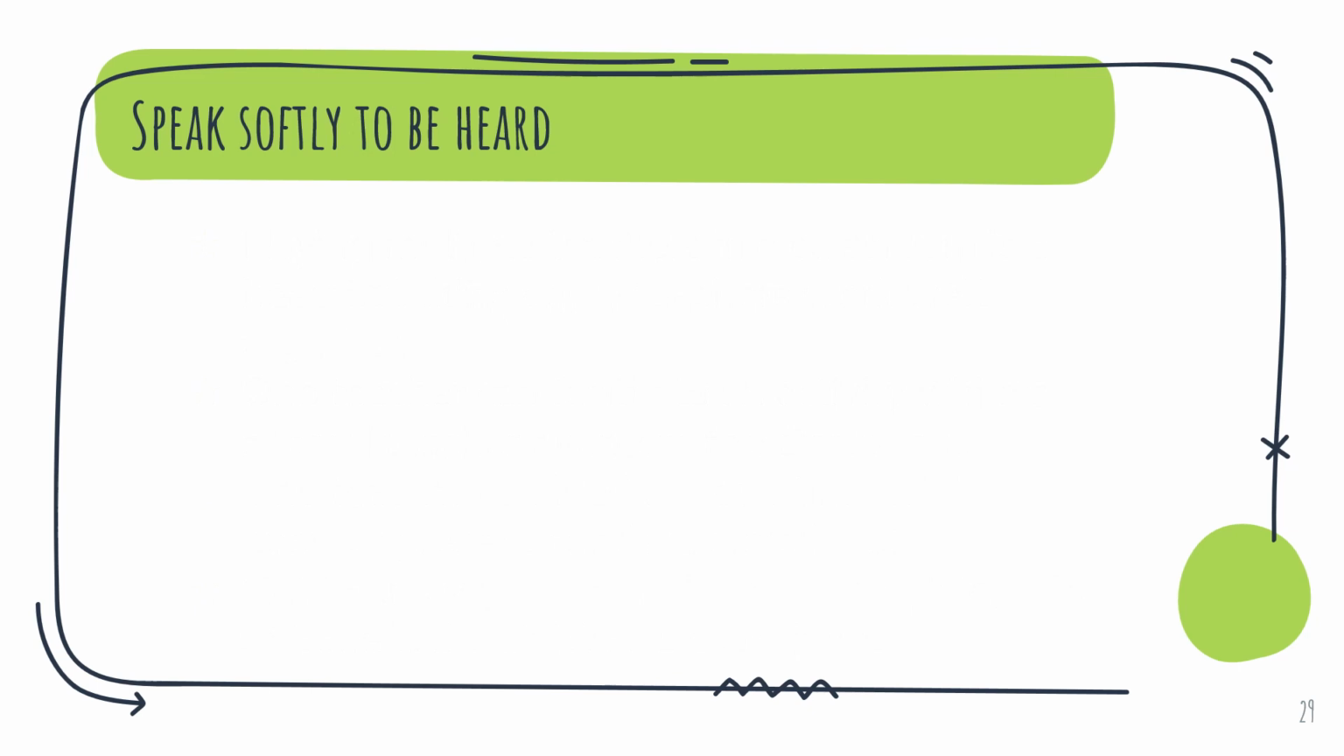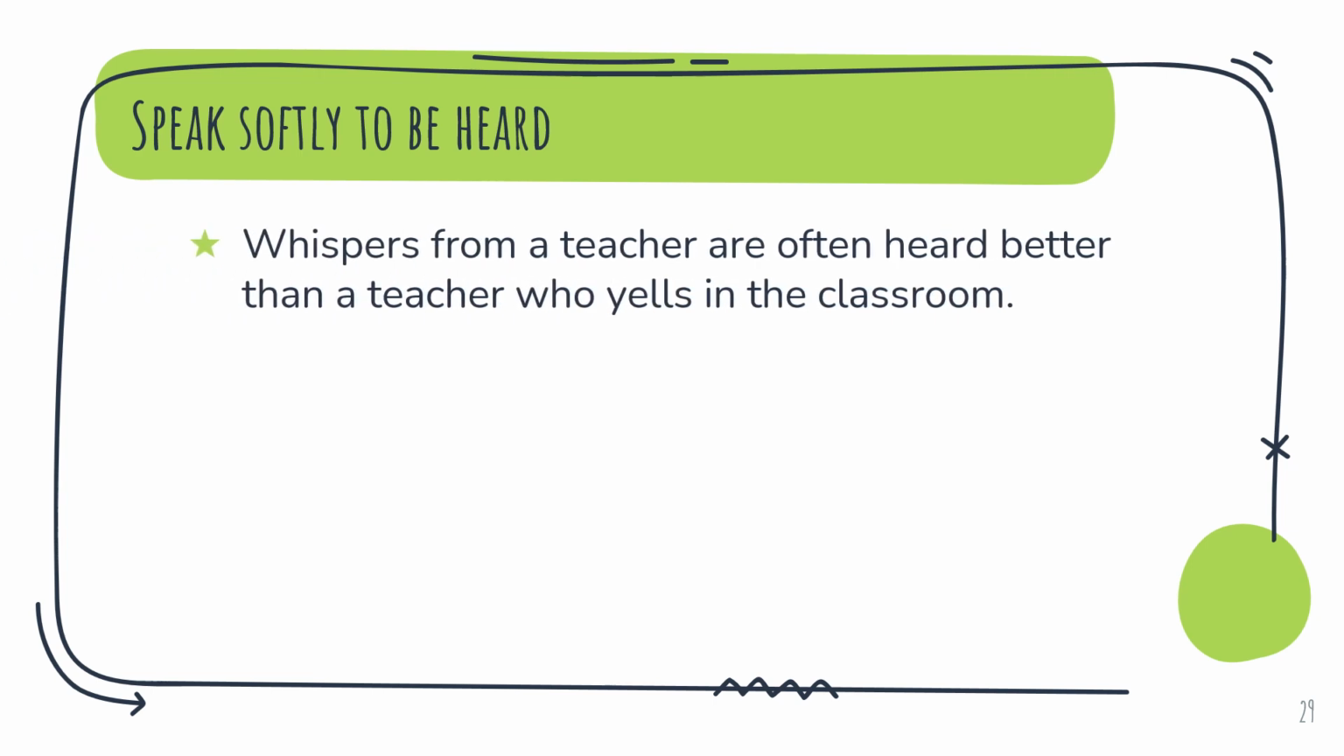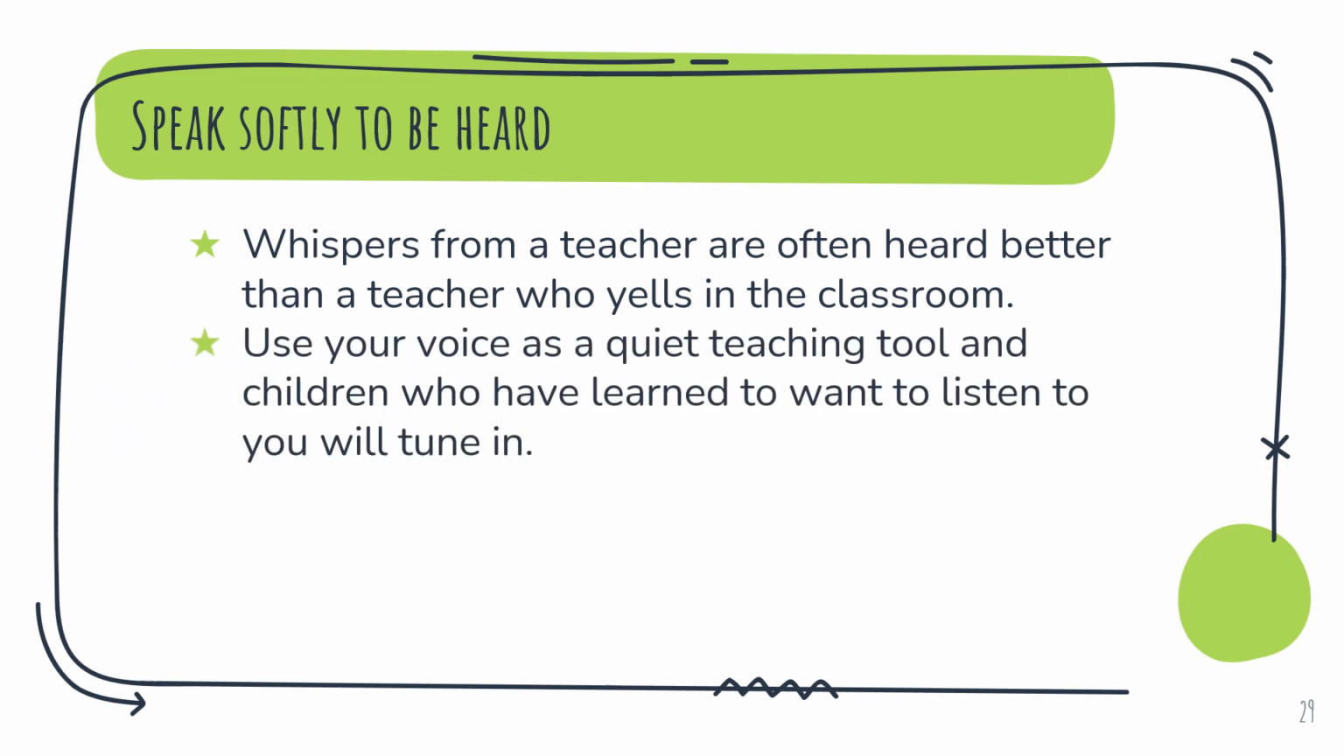Next tip I have is speak softly to be heard. Whispers from a teacher are often better than the teacher who yells in the classroom. The teacher who yells in the classroom tends to get tuned out by the children because nobody wants to listen to a yelling teacher. So I would encourage you to remember to speak softly. Sometimes we can even whisper. Kids tend to get quiet so they can hear what we're going to say. Use your voice as a quiet teaching tool, and children who have learned to want to listen will tune into you.